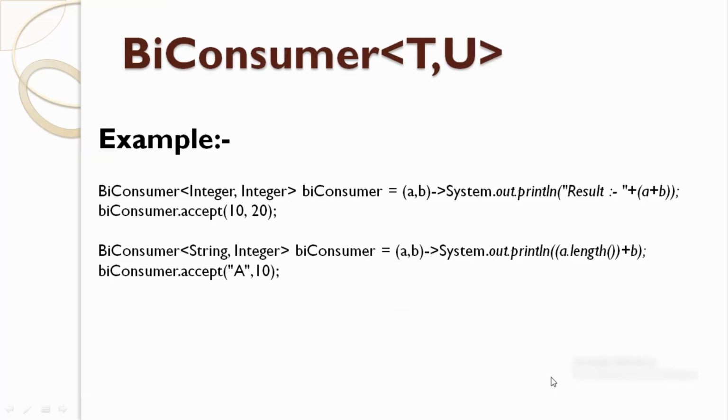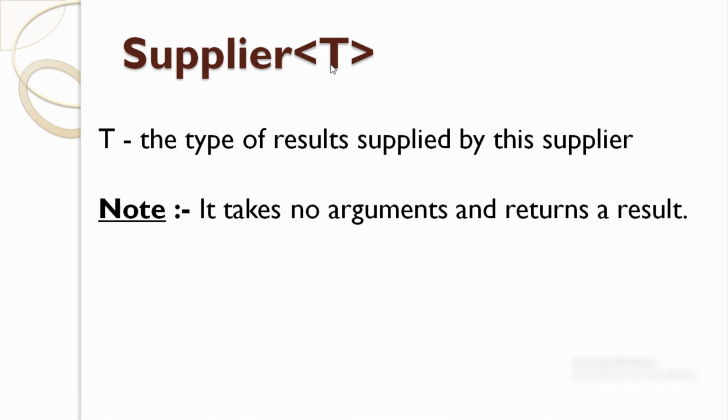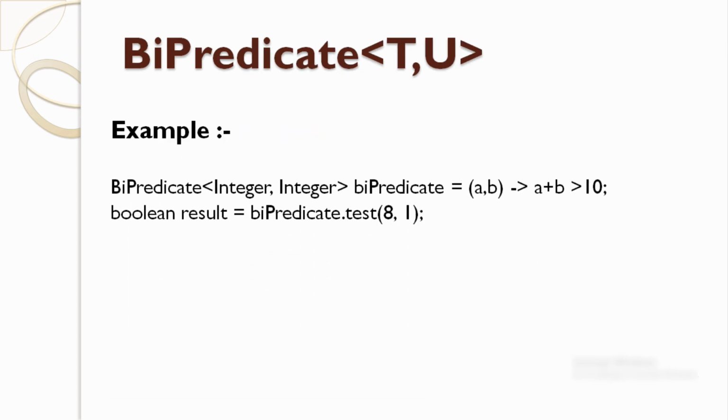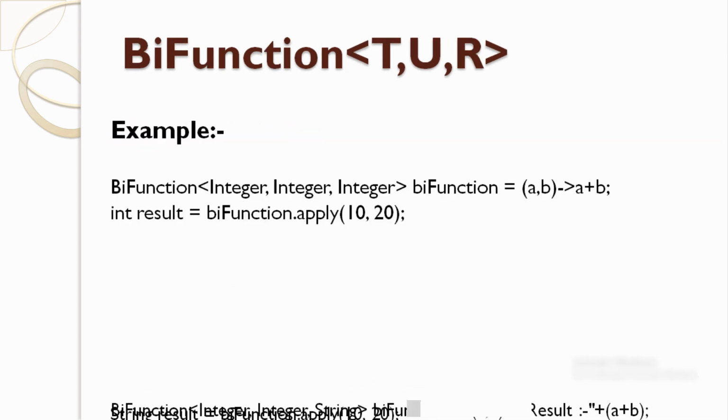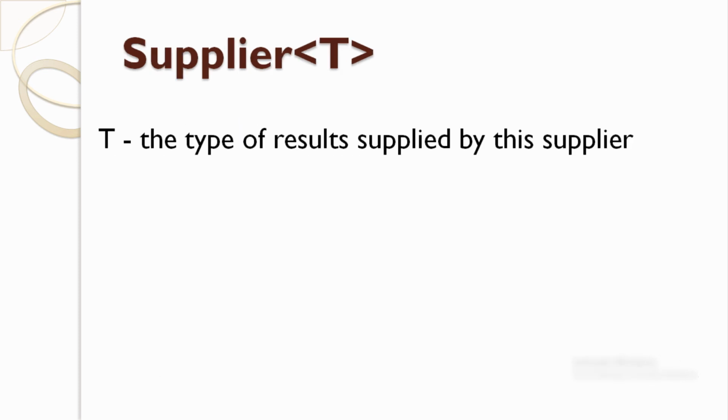So now let's do the supplier. In the supplier we have the T, and this T is not the input argument, this is the return type of your result. Supplier never takes anything, it always supplies us things. It takes no argument and returns a result, so we don't have any BiSupplier kind of thing. So in this way you can use two arguments in BiPredicate, BiFunction and BiConsumer, and we don't have any BiSupplier.